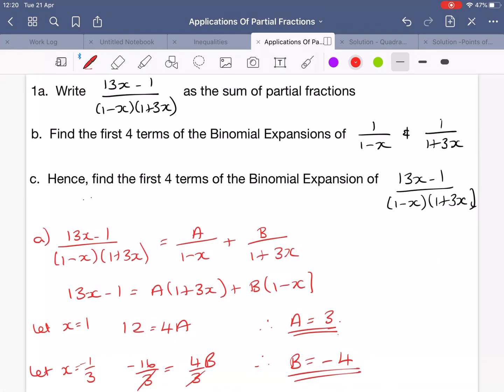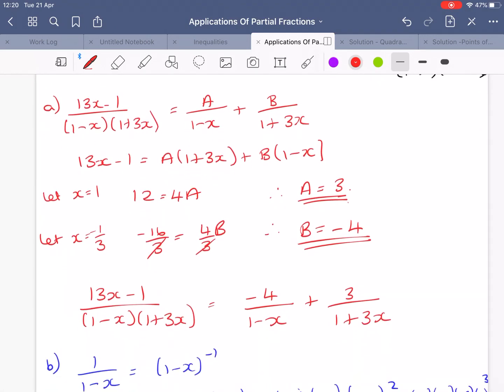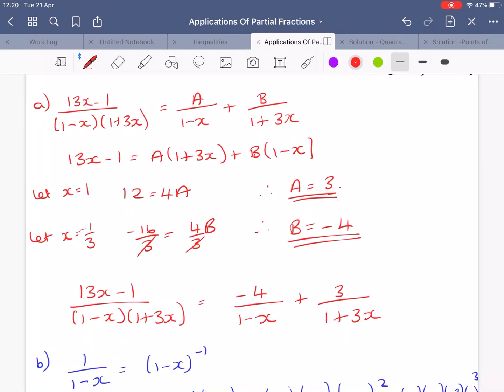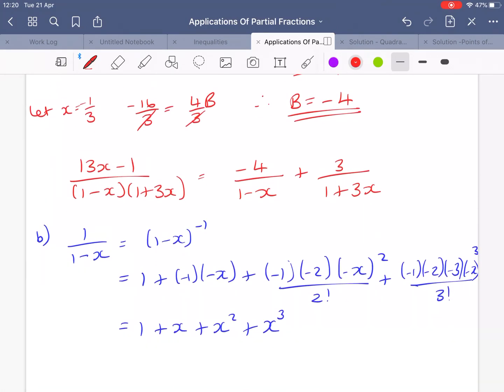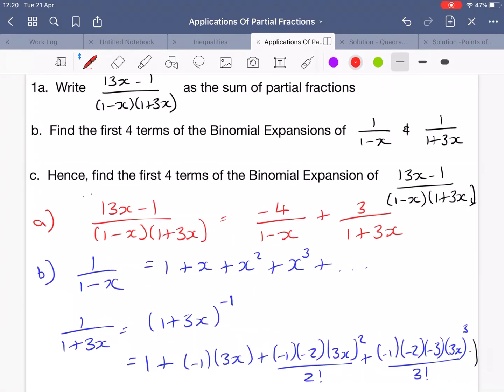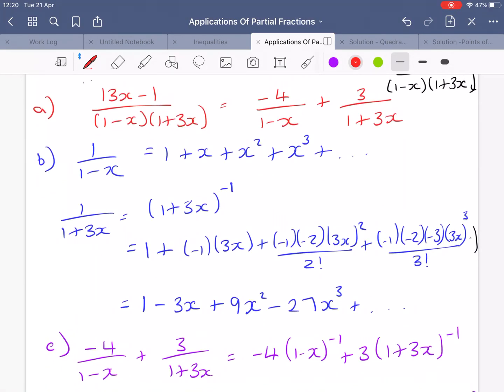Okay, so first part, quite a simple partial fraction question. So you should have got minus 4 over 1 minus x and 3 over 1 plus 3x. Part B was saying do the binomial expansion of each of those two fractions, the 1 over 1 minus x. You should have got 1 plus x plus x squared plus x cubed. Doing the binomial expansion of 1 over 1 plus 3x, you should have got 1 minus 3x plus 9x squared minus 27x cubed.